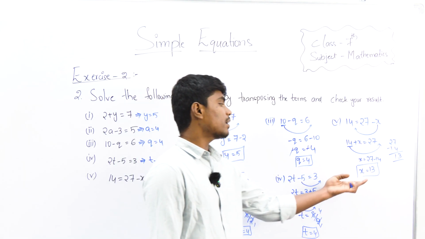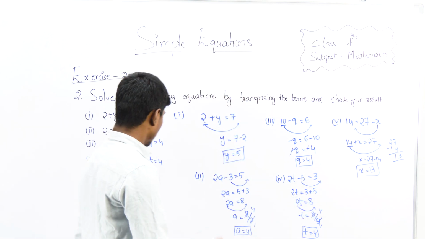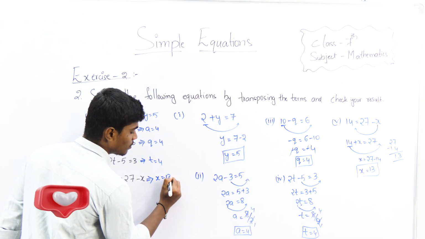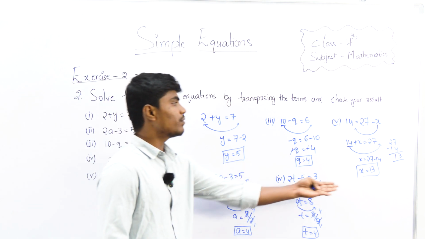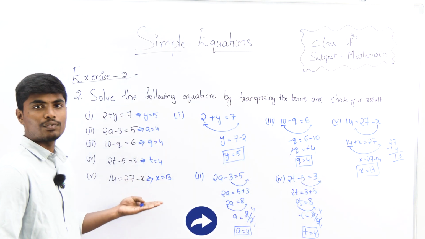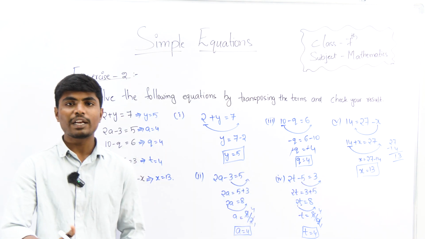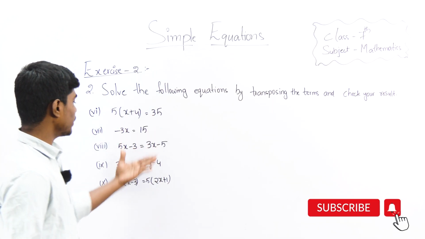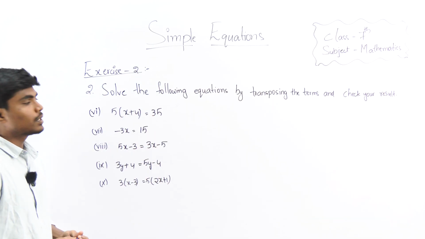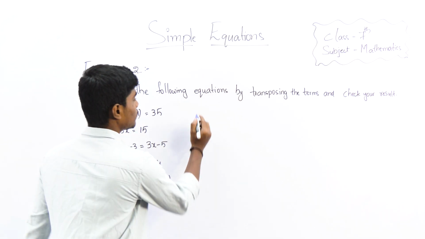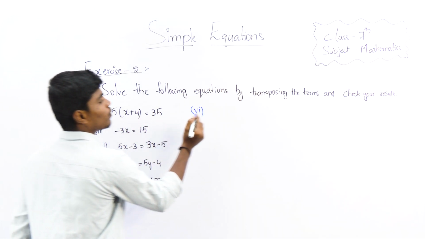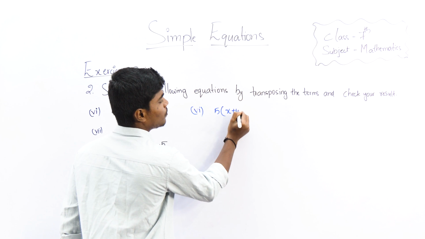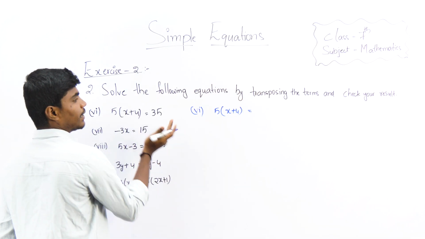What have we got here? x is 13. See, these are the solutions for the equations up to the fifth one. Now let's move to the remaining 5 problems of problem 2. See here, sixth one: 5 of x plus 4 is equal to 35.